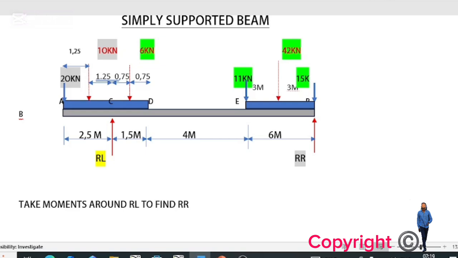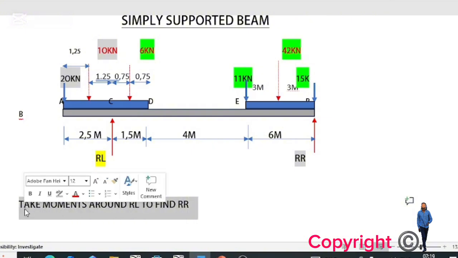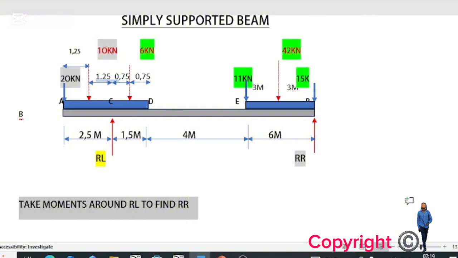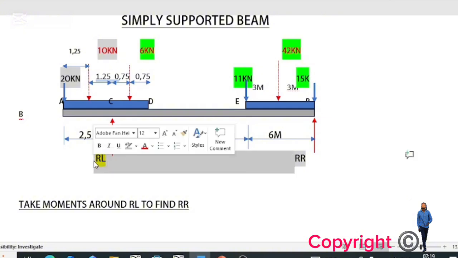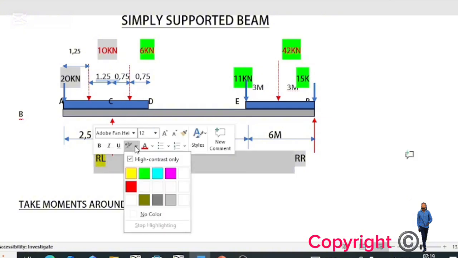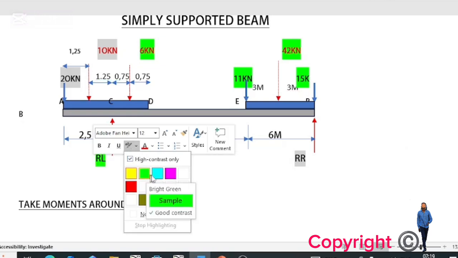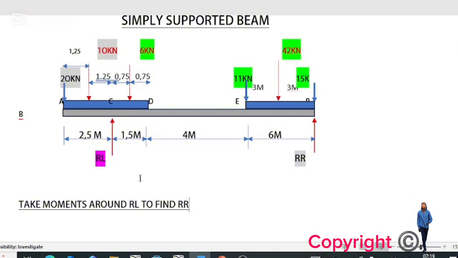Before you calculate, you have to apply the following formula. You take moments around RL. It means you are going to take your moments around RL here. So we are taking moments around RL. Let me highlight RL with this color. So here is where we are taking our moments.